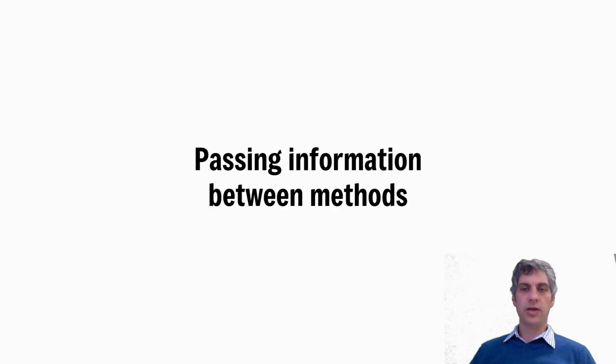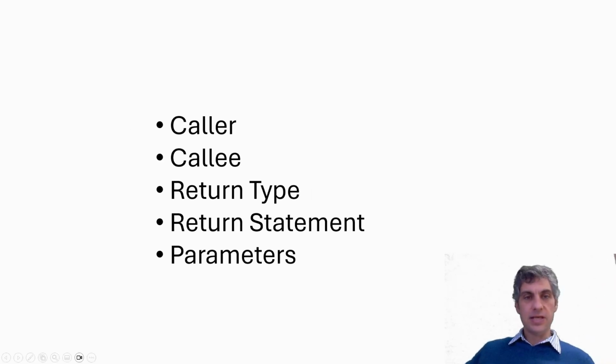In this lesson, we're going to talk about how to pass information between different methods in your code. And there are a number of concepts we're going to talk about here. Firstly, whenever two methods are talking to each other, there's always a caller, the method that's calling, and the callee, the method that the caller is calling. And then next we're going to talk about how the callee can return data back to the caller.